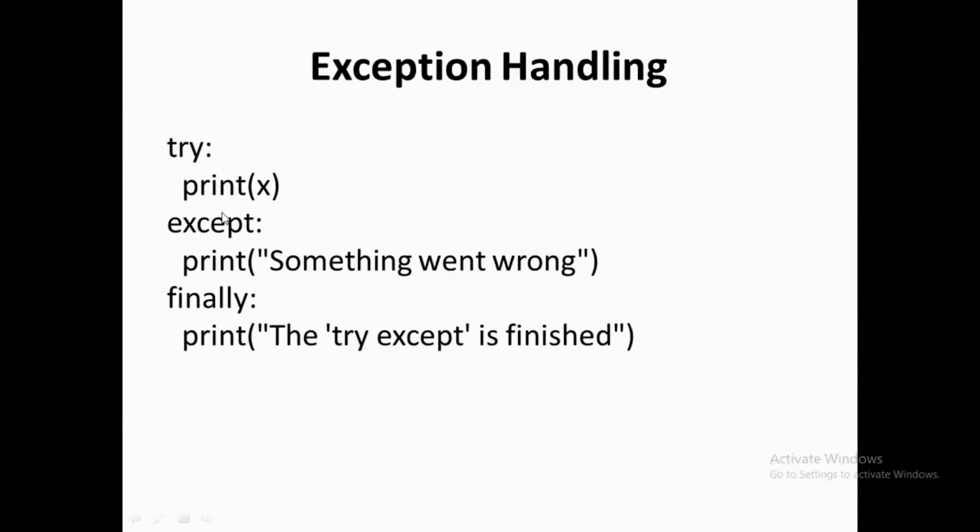If you see in this example, in the try block, the programmer will be trying to print x. And then if there is an exception, print something went wrong. And finally print the try except is finished. Either if the try block is executed or the except block is executed, the finally block will be executed.